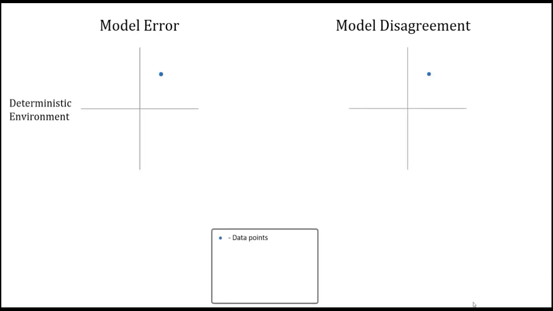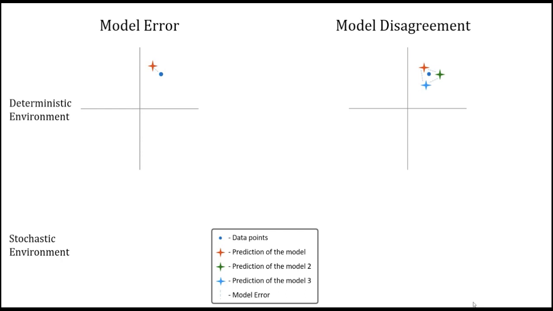In the first case, the environment is deterministic. There's only one possible future observation, here shown as a blue dot. The model prediction, here in red, will be close to true data. Similarly, all the models in the ensemble will be close to the training data. So the model error and the disagreement are both low.